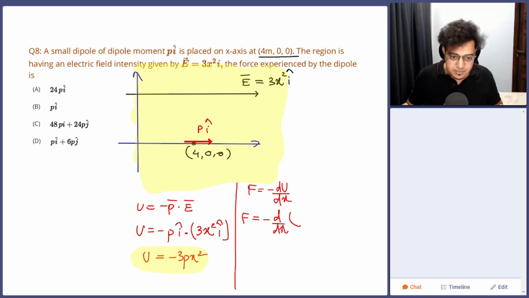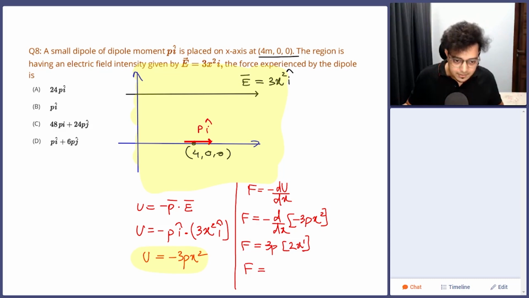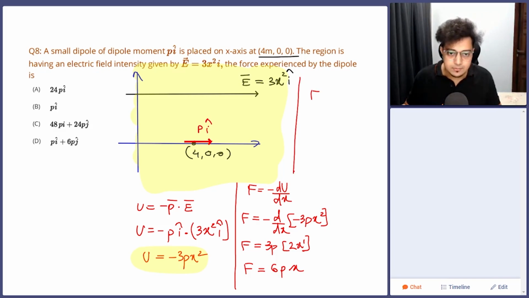So if I substitute the energy function that we got, minus 3px square, the minus 3p outside would become plus 3p, and then the derivative of x square will be 2x raised to 1. So what are we getting here? We're getting F equal to 6px. But we are interested in a particular location, that is x equal to 4. So 6 into 4, with the x value replaced as 4. So the answer is 24p. And it is positive, that means it is directed in I cap.